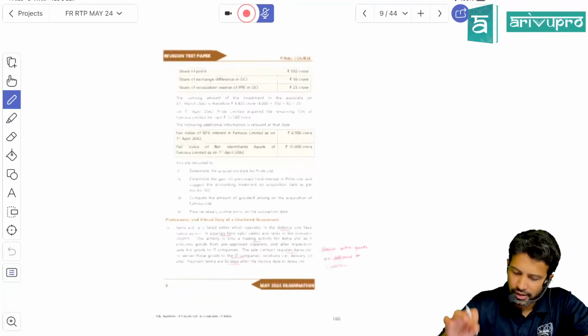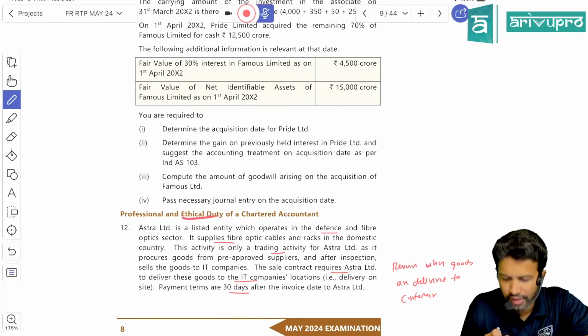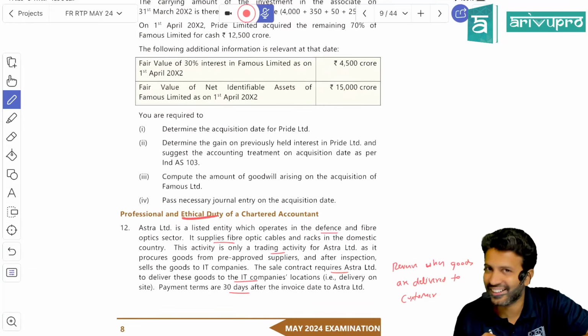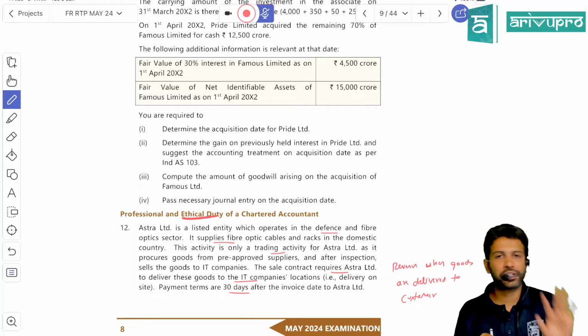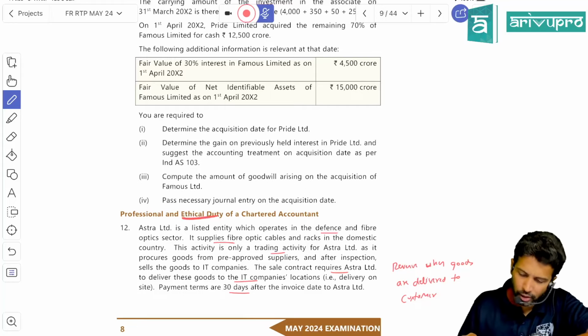The next one is question number 12. This question is on ethical duty. Remember the professional and ethical duty of a CA. This particular question is on that, so we'll cover it.